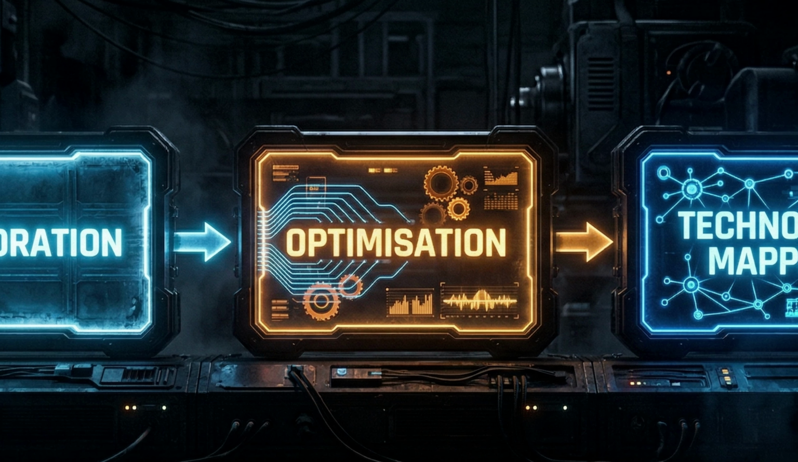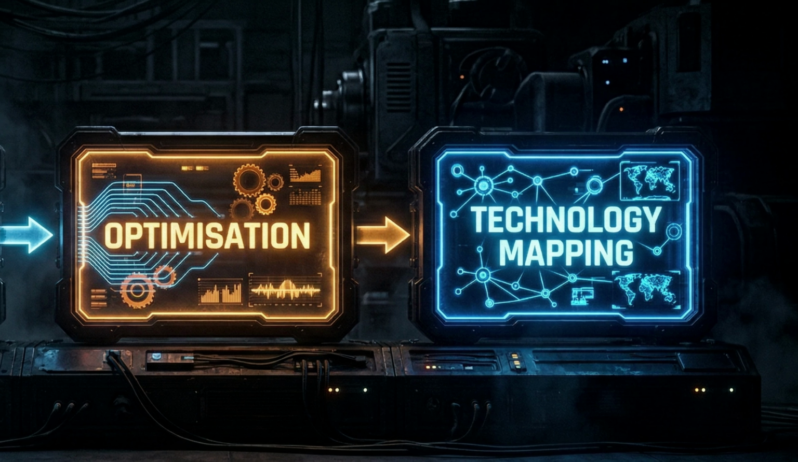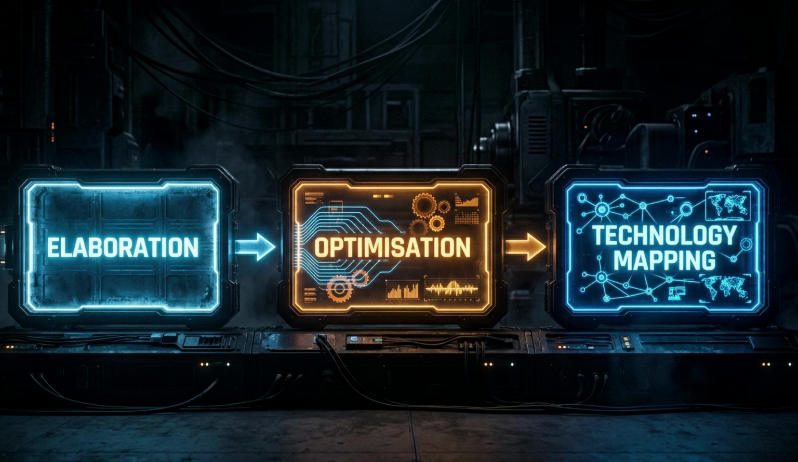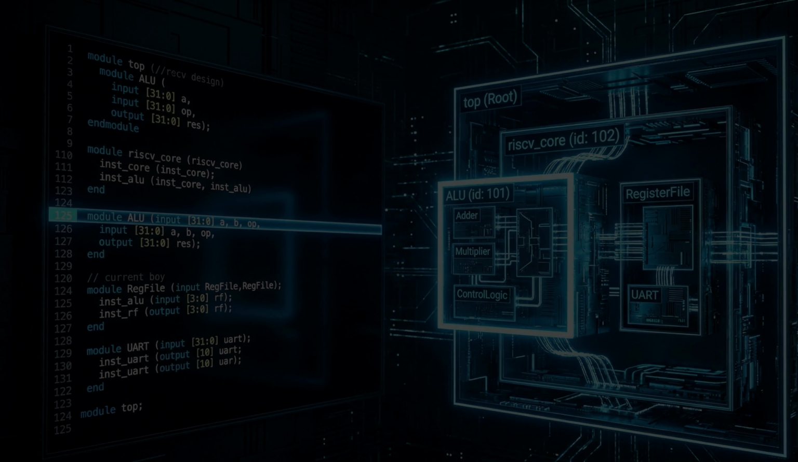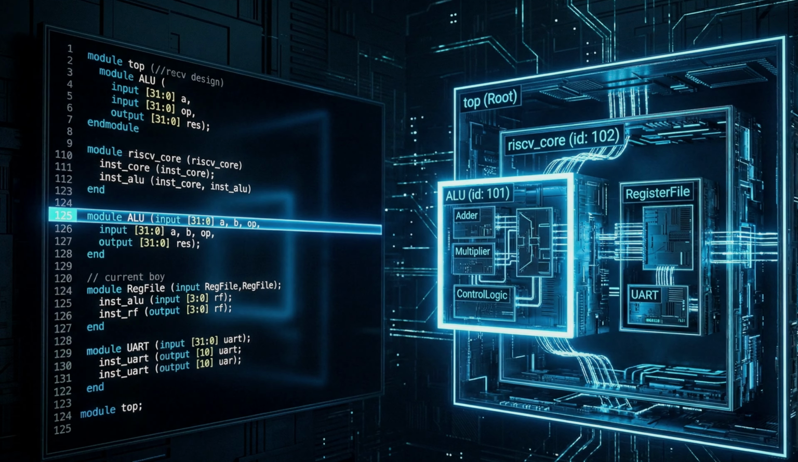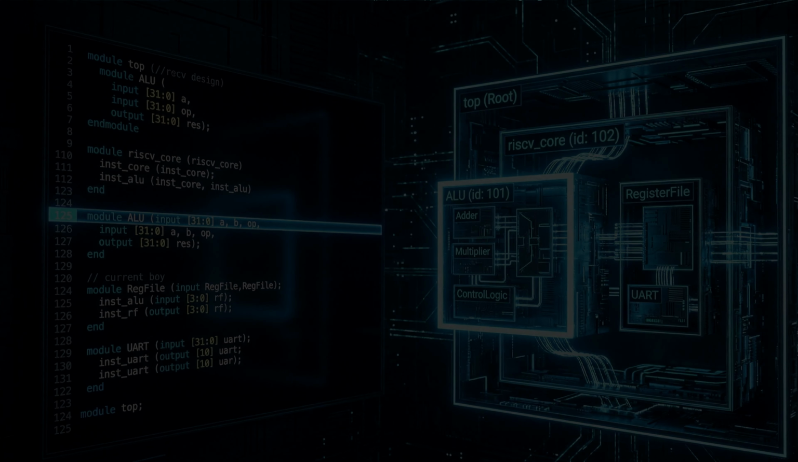Synthesis consists of 3 separate stages. Each one takes the output of the previous and transforms it. First stage, the elaboration. At this stage, the synthesizer reads the RTL code, recognizes the modules, understands the hierarchy, and checks the syntax. No gates are created at this stage yet. Only the structure of the design is understood. You can think of it like building a table of contents for a book. The content is not yet written, only the structure is extracted.